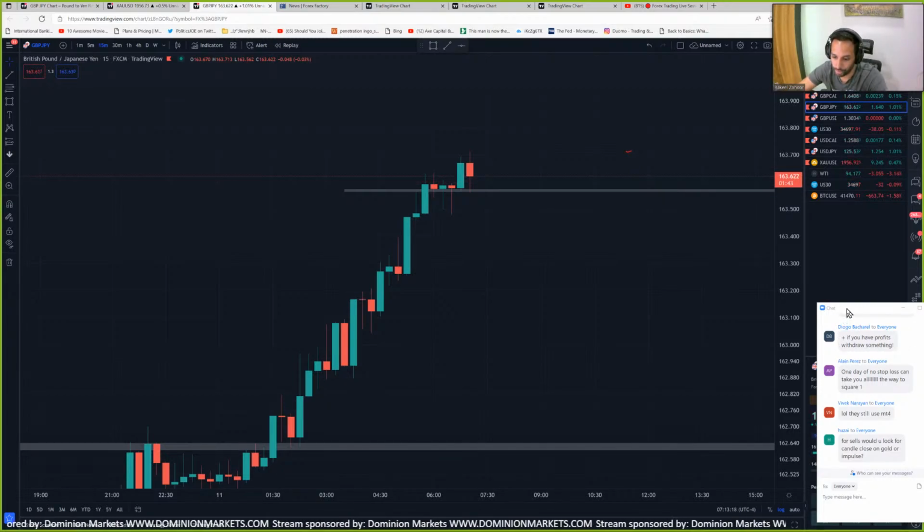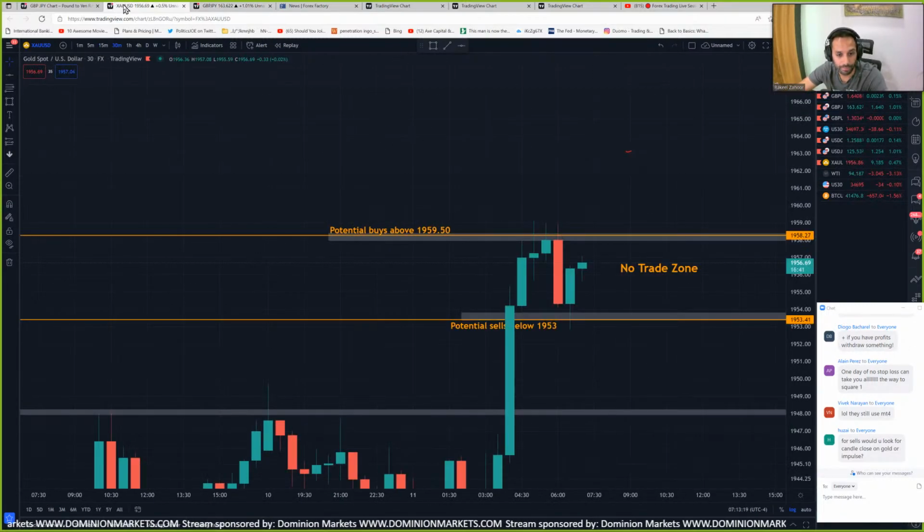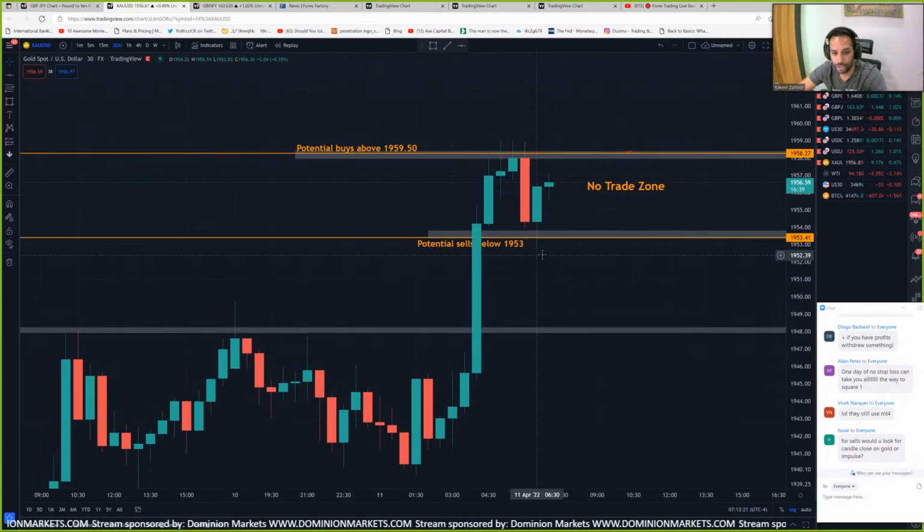For sells, would you look for a candle to close on gold in an impulse? I would basically look for a candle. I would like it to break below 1952.71. That's what I would want to see break below 1952.51, just like that over there.